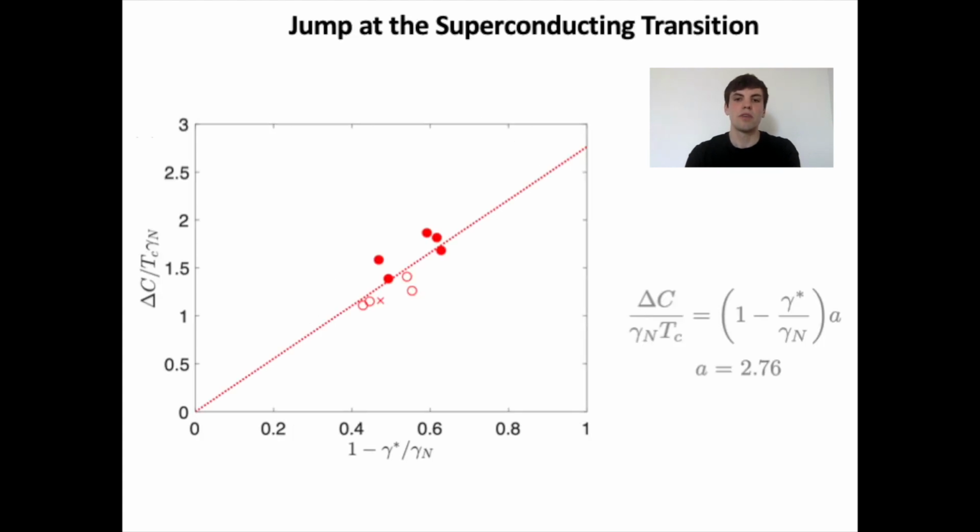Finally, we observe a similar correlation between the residual Sommerfeld coefficient and the size of the jump at the superconducting transition. The simplest way to link these two parameters is to assume that only a fraction of the sample is superconducting, and therefore fit to this function. This gives A equal to 2.76, as compared to the BCS value of 1.43. This indicates strong coupling, but we acknowledge that this analysis might be a bit simplistic.